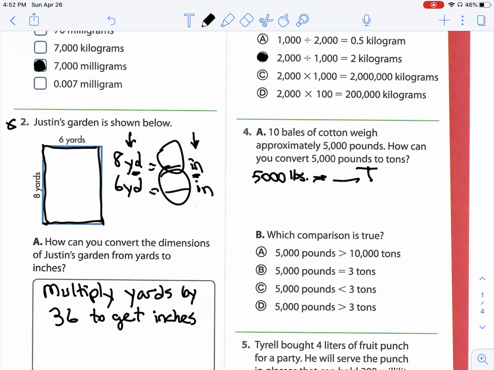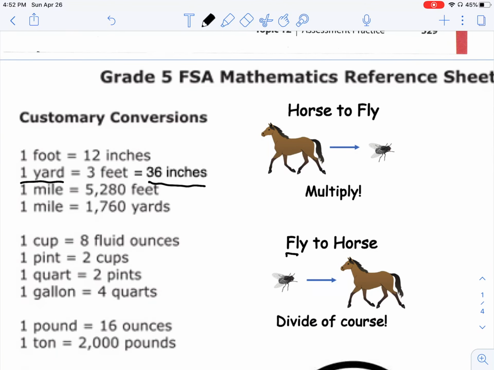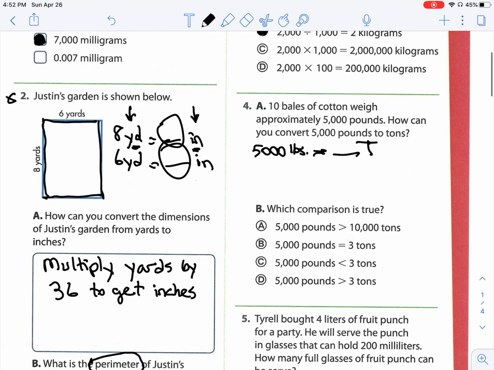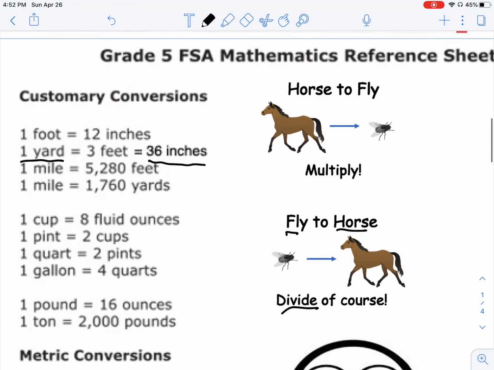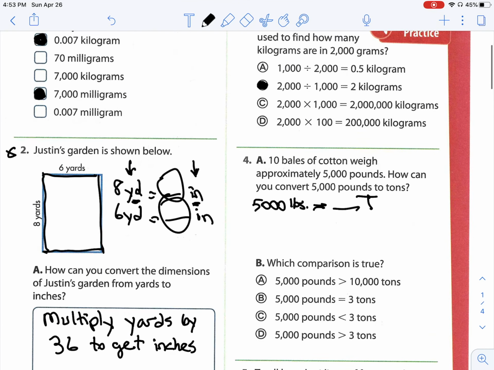So we have pounds and tons. It's pretty clear pounds are a lot smaller than a ton. So once again, we are talking small to large. We're going to have to divide. Fly to horse, divide of course. So we need to look at our conversion. Here we go. 1 ton equals 2,000 pounds. So 2,000 is what we're going to divide by. Really, that's what the question is asking you. It's not asking you for an answer. It's just saying, how can you convert it?